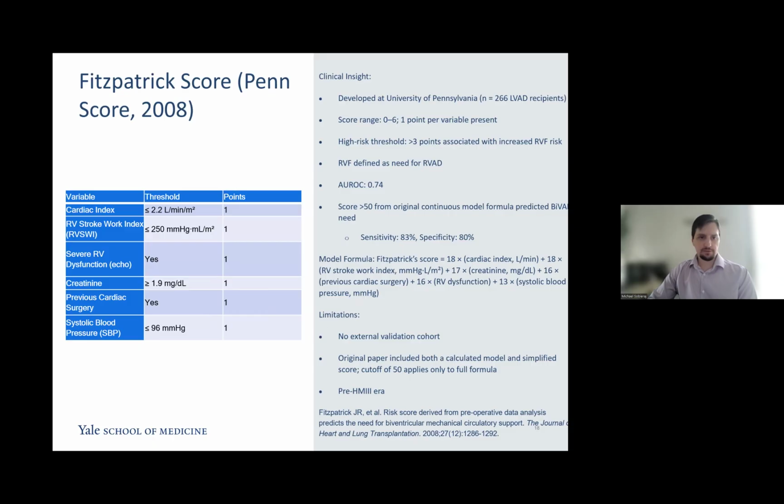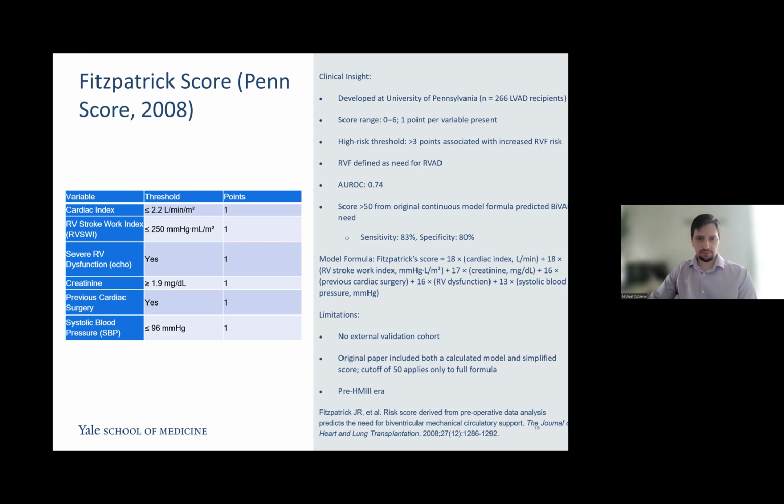They use the variables cardiac index, RV stroke work index, severe RV dysfunction, creatinine, history of previous cardiac surgery, and your systolic blood pressure, assigning each of those categories 1 point each. And they set a high risk threshold on their evaluation of 3 points, which was associated with an increased RV failure risk. They defined RV failure as the need for RVAD, and they had an area under the curve of 0.74 with that.